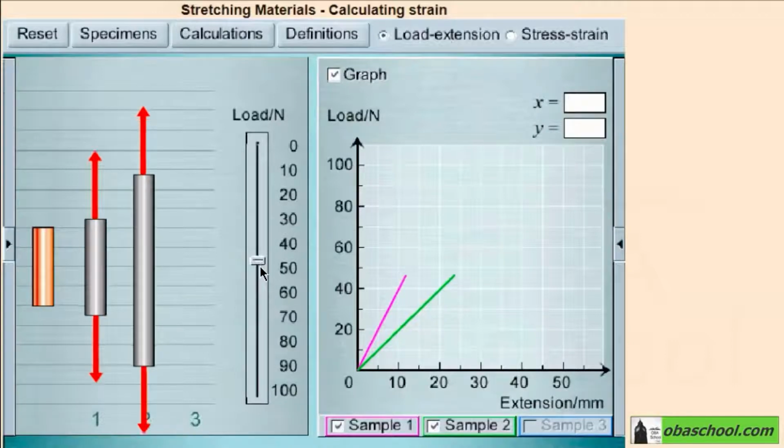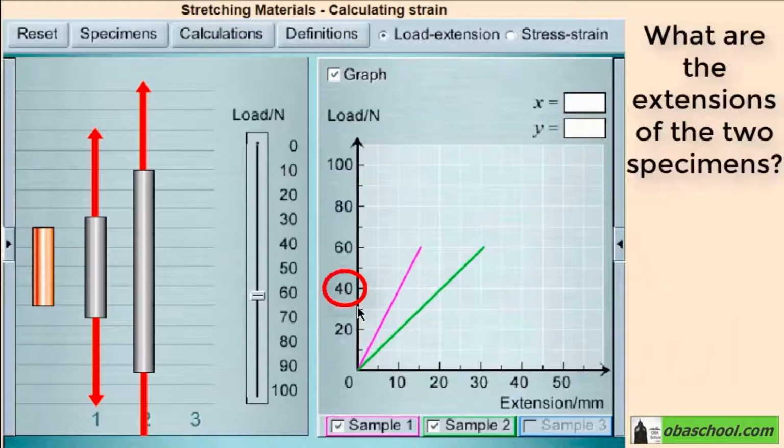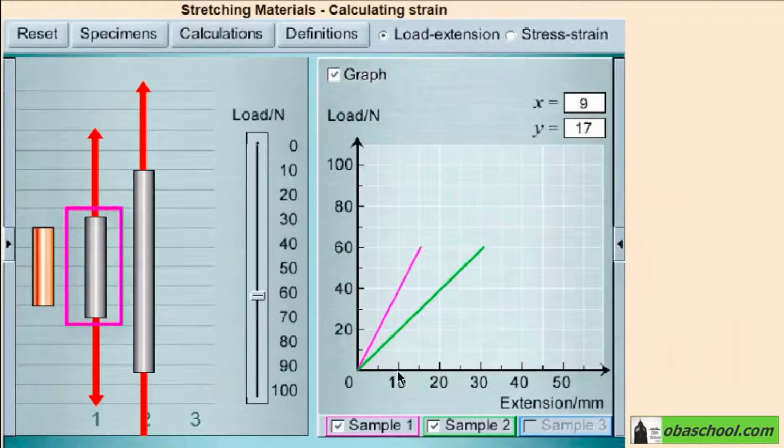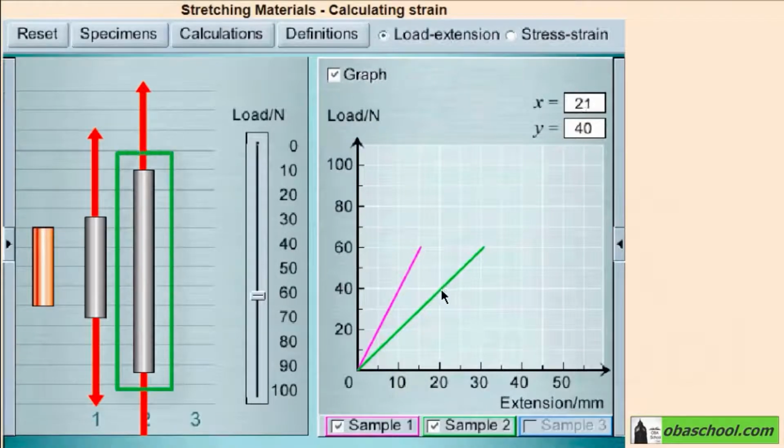When the load is 14 newtons, what are the extensions of the two specimens? Well, for the shorter specimen, the extension is 10 millimeters, and for the longer specimen, the extension is 20 millimeters.